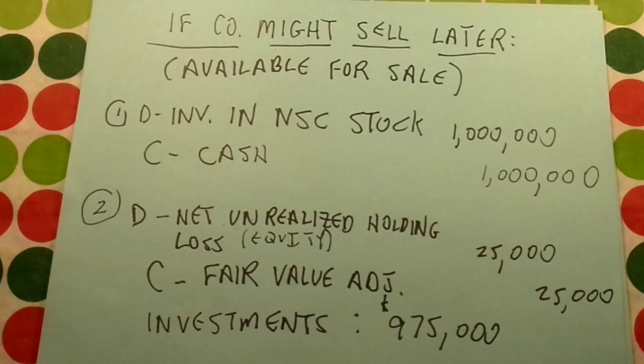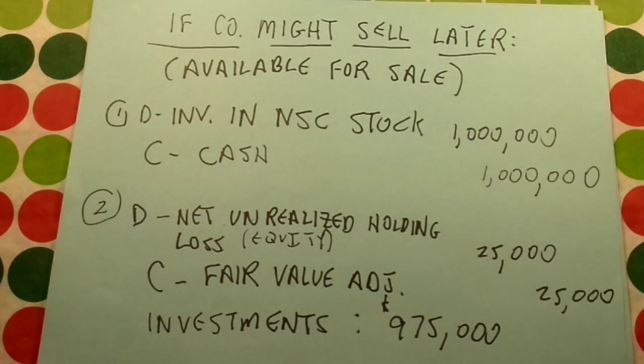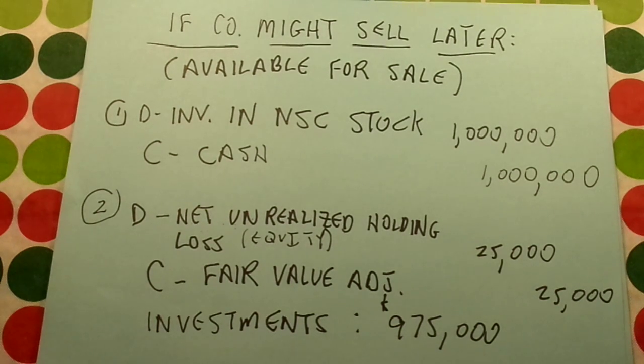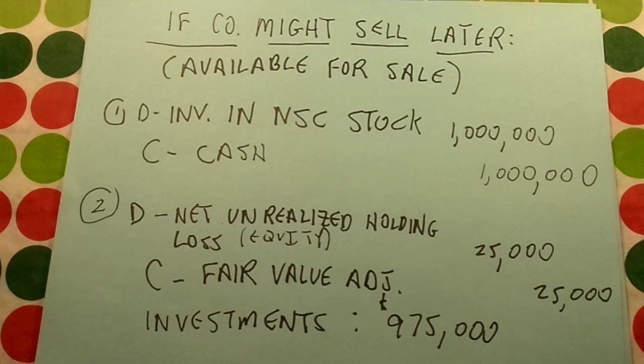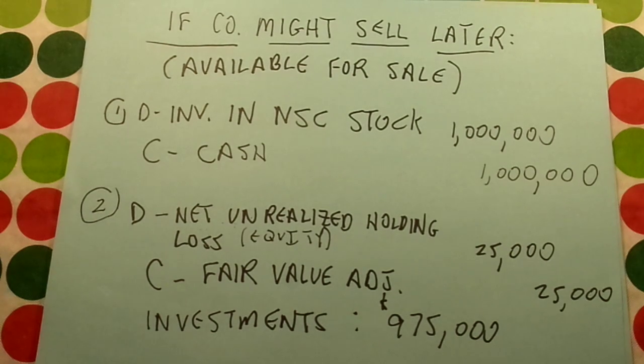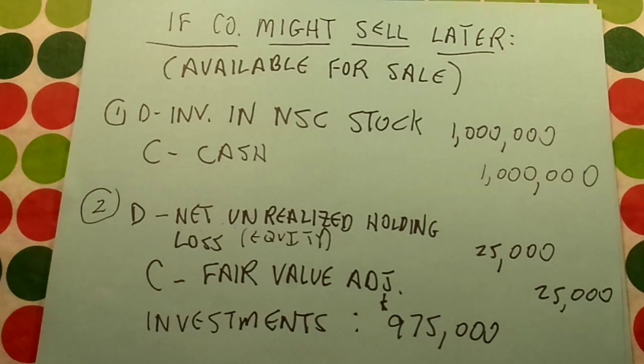So what's different between available for sale and trading, and this is a big difference, corporate executives really care about this, is if it's a trading security, it reduces net income. That's what you saw on the last page. In that example, you saw net income going down by $25,000. In this example, net income doesn't go down.